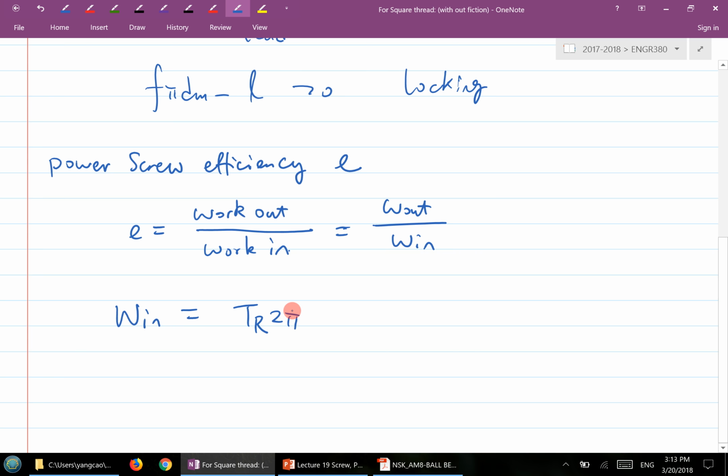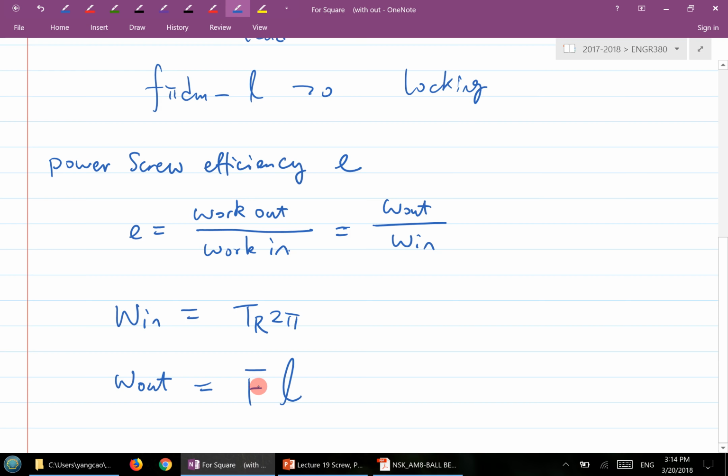At the same time, when you rotate the nut by 360 degrees, the nut will travel vertically this much of a lead distance L, because you're raising up the load F. So the amount of work out is F times L. So that E basically becomes FL over 2 pi times TR. This is the power screw efficiency E value.